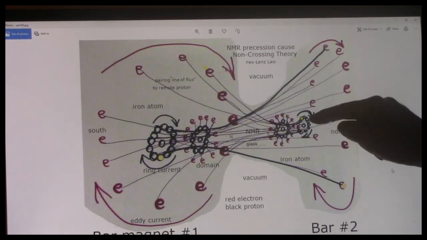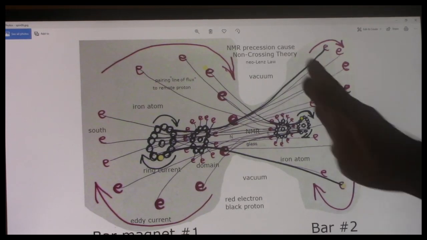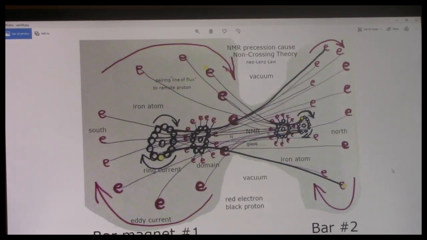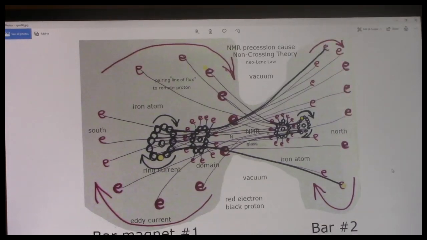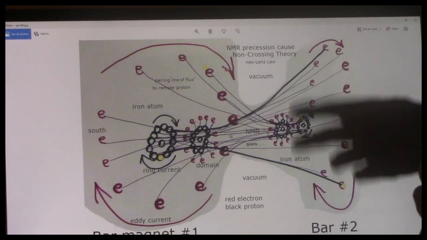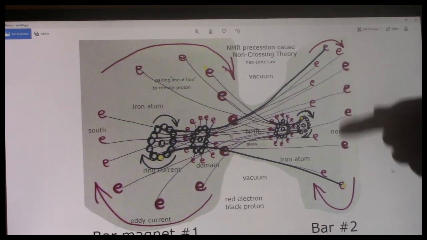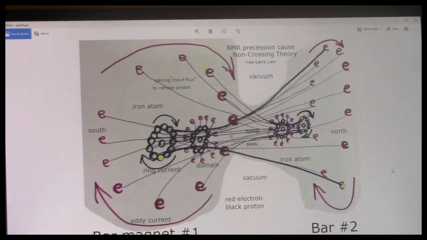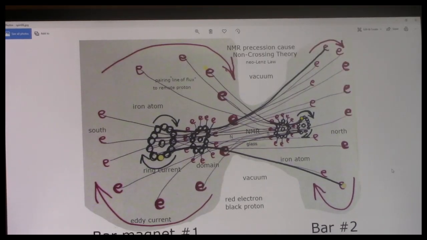And then the other ring, for example, on this yellow one marked, that one's connected to an electron on the other bar magnet. And this causes a non-crossing to be enforced so that all this is spinning around the same direction. None of these lines are crossing each other. It's like two windmills synchronized so that the non-crossing law is held up to replace the Lenz law.